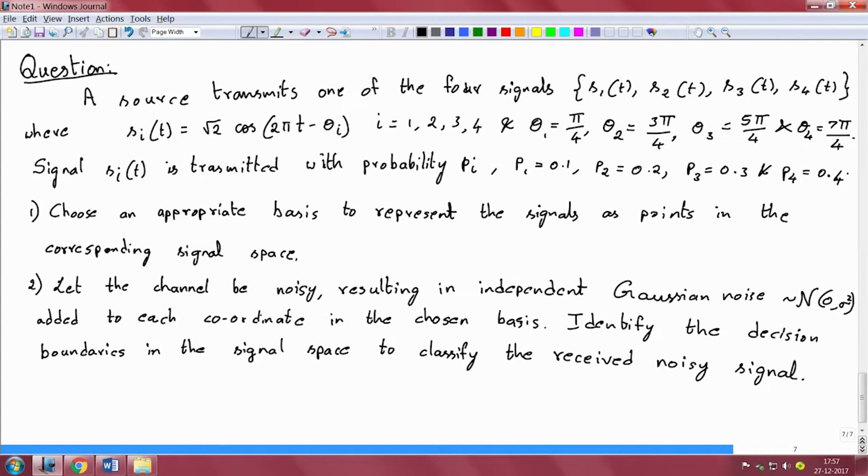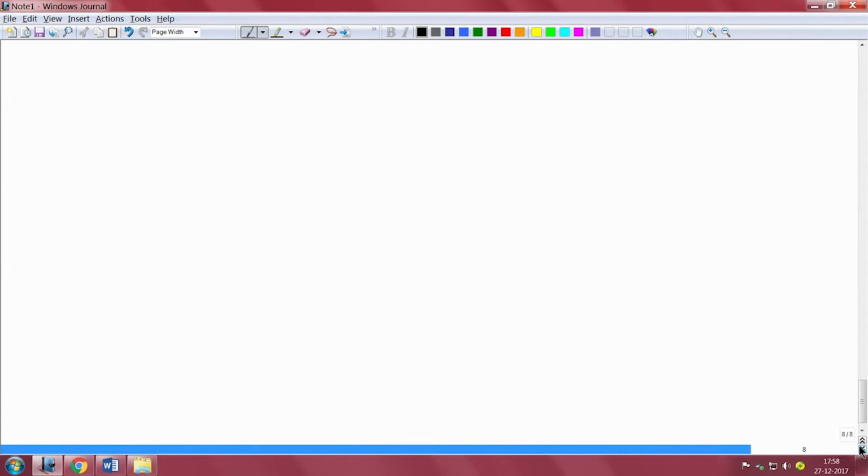So, the question here is: we have these signals, and the question asks us to represent these signals using an appropriate basis in a signal space. The second part of the question asks us to identify the regions within the signal space in order to make a proper classification of the signal. So, we will get into the details of this question.